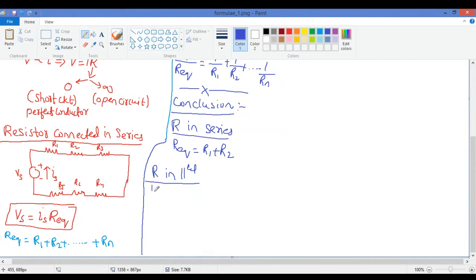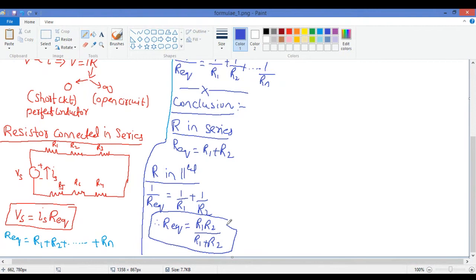I'm writing for just two resistances: R equivalent is equal to R1 R2 by R1 plus R2. Please remember all these formulas; I'm showing you the formulas.